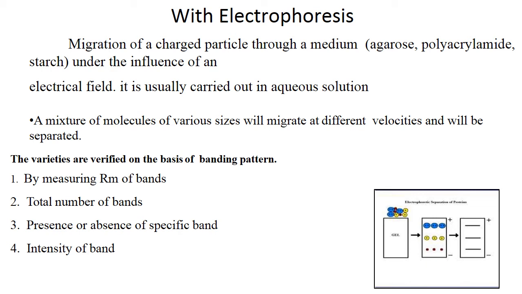The first is electrophoresis. Here, migration of the charged particles to a medium, which may be agarose, polyacrylamide, starch, etc., under the influence of an electrical field. It is usually carried out in aqueous solution. A mixture of molecules of various sizes will migrate at different velocities and will be separated. The varieties are verified on the basis of banding pattern by measuring the specificity of bands, total number of bands, presence or absence of specific bands, or intensity of band.